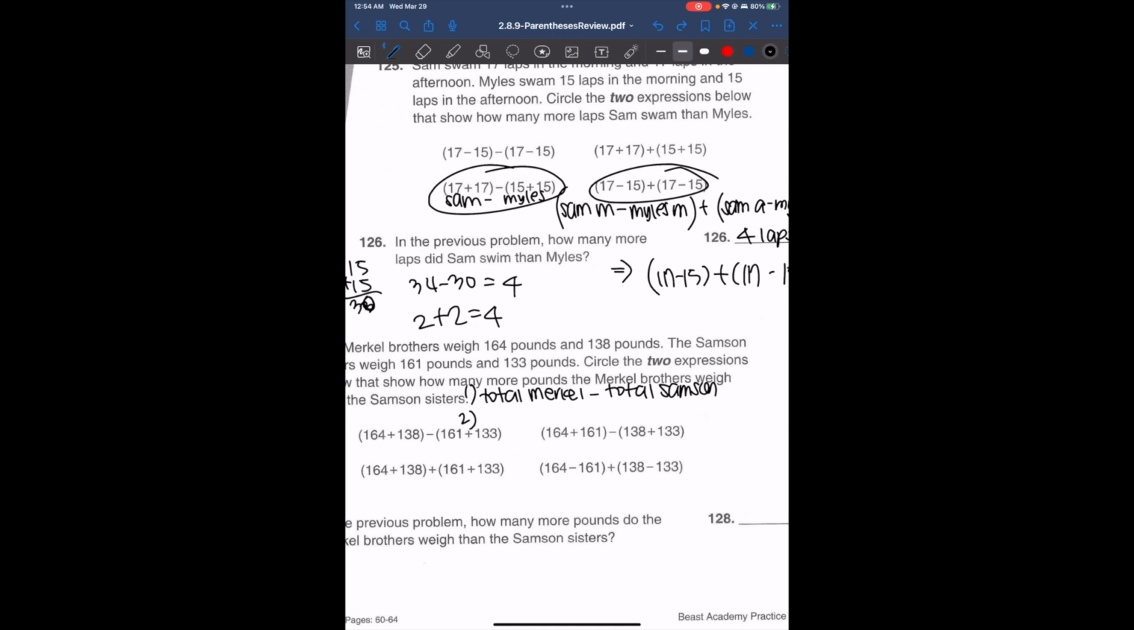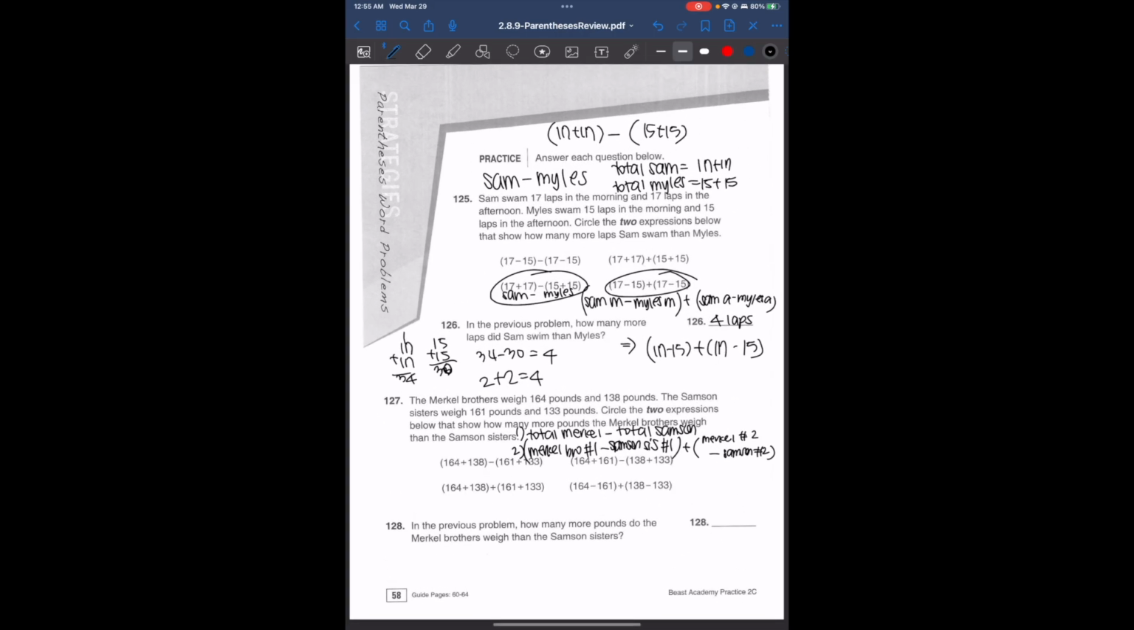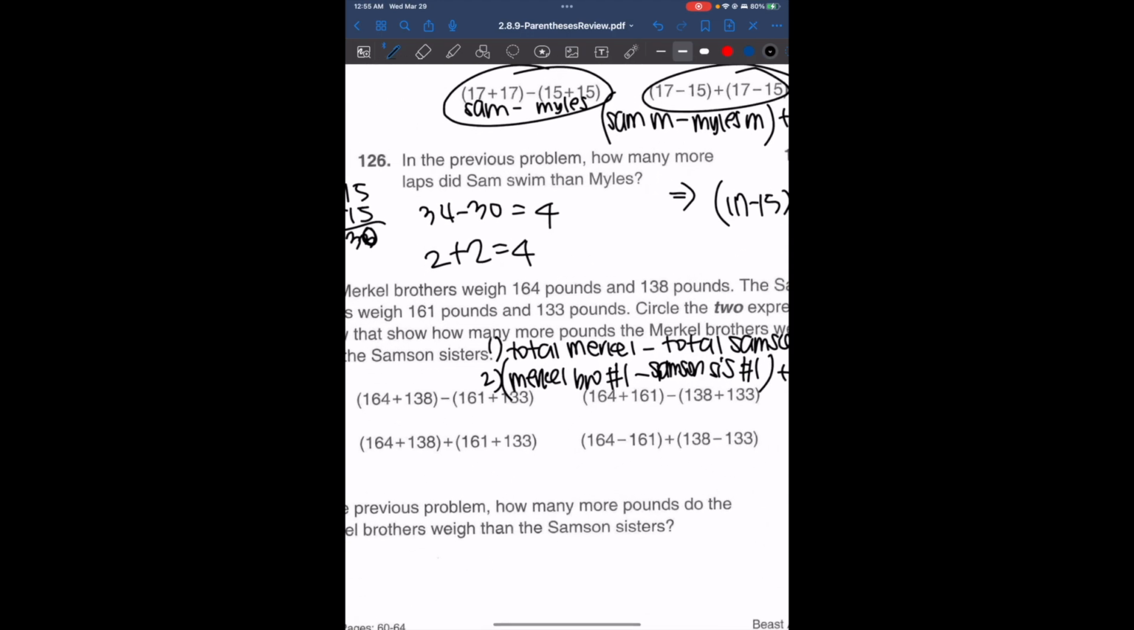Or number 2, we can group individuals together instead of Merkle and Samson. So we're doing Merkle bro number 1 minus Samson sis number 1. That's 1 difference, and then we're adding that to Merkle number 2 minus Samson number 2. So this is difference plus difference. And first, we're going to do the total Merkle minus total Samson method.